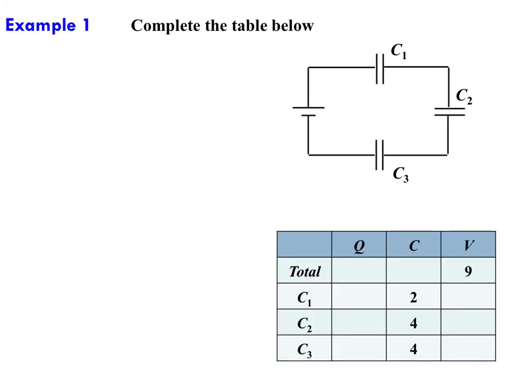So let's look at this first example. Again, we just saw that our equation is Q equals C times V, where Q is charge, C is capacitance, and V is voltage.